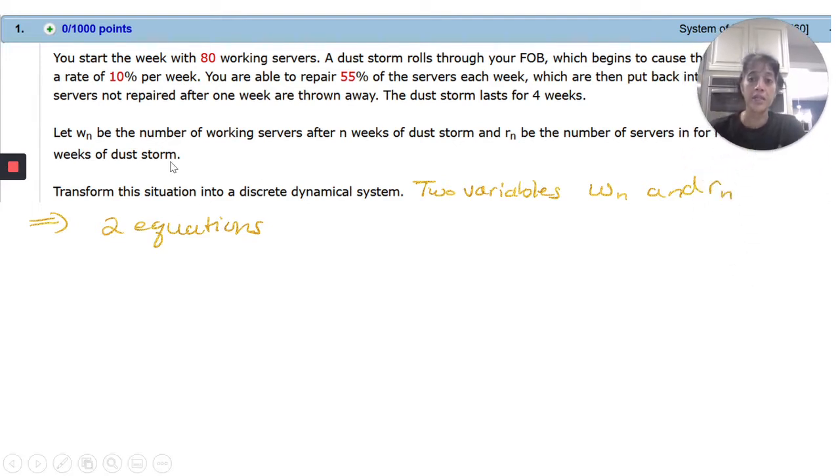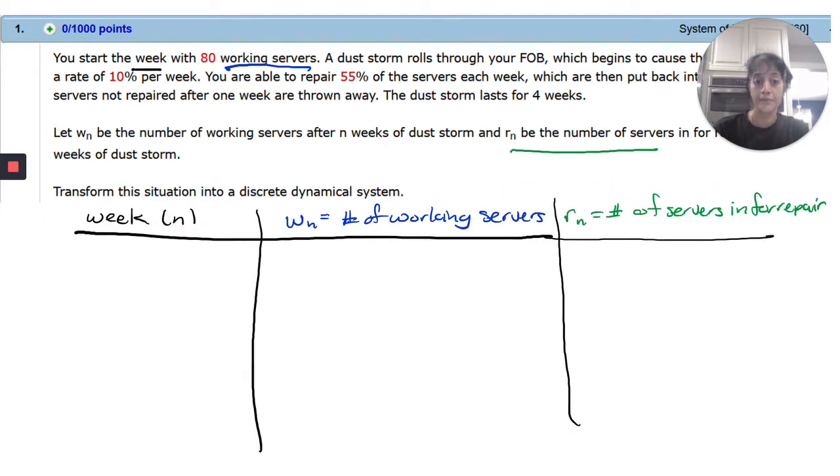And they tell you in the problem itself that there are two variables, W sub n and R sub n. This means that you're going to have two equations. So I'm going to set this up in a table format, just like we did with a system of one, when you just have one linear equation, a DDS. So my time goes in weeks, so I still have this n here. And I have these working servers, that's W sub n. So it's a number of working servers.